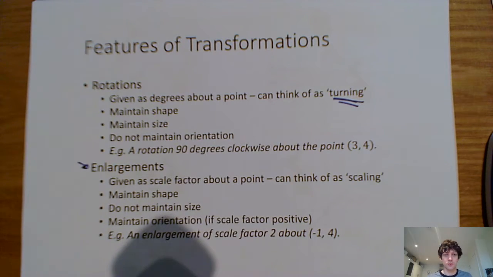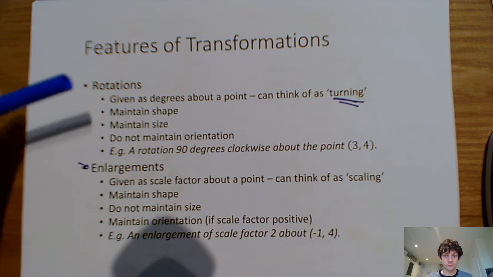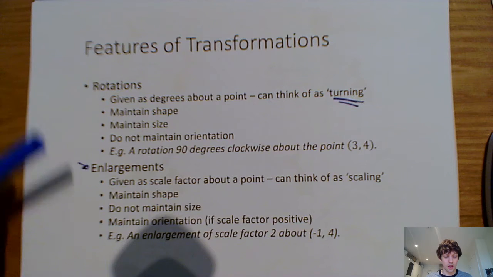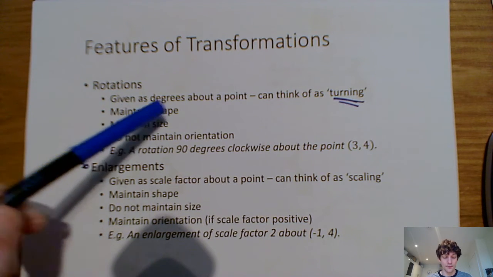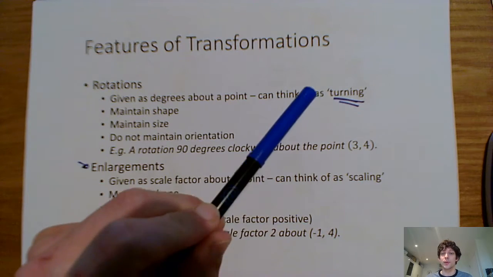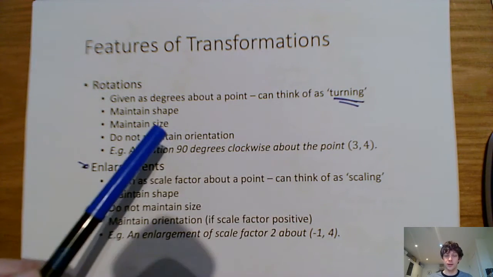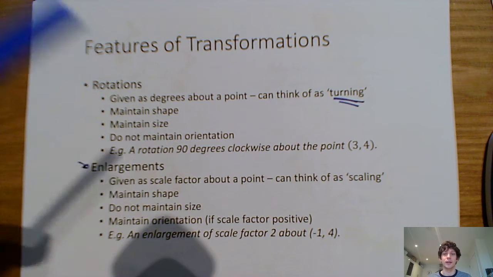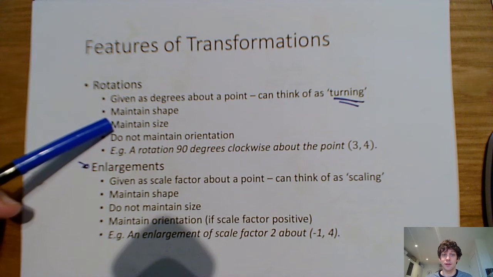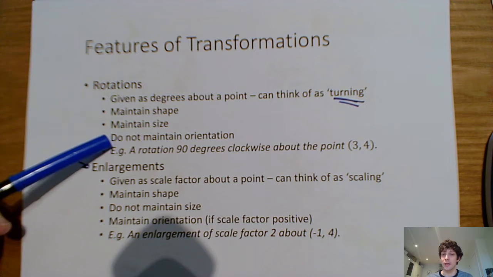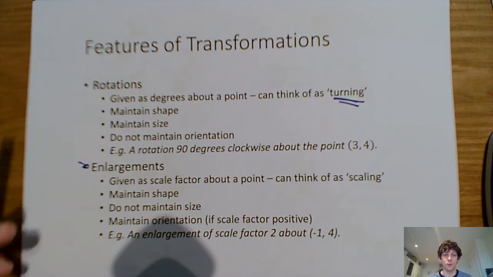The other 2 types of transformations are rotations and enlargements. So rotation, we've already looked at. Rotations are given as degrees about a point. So we can think of that informally as turning. So we've got sliding, flipping, turning. They stay the same shape, they stay the same size, but obviously don't stay the same orientation because they turn around.